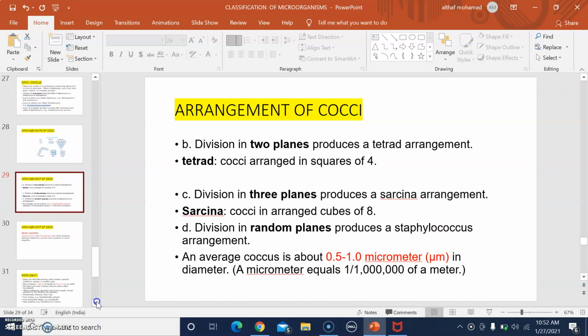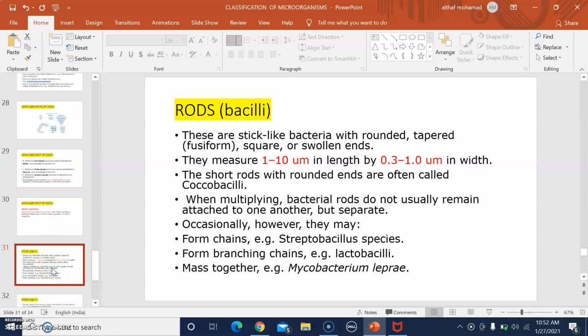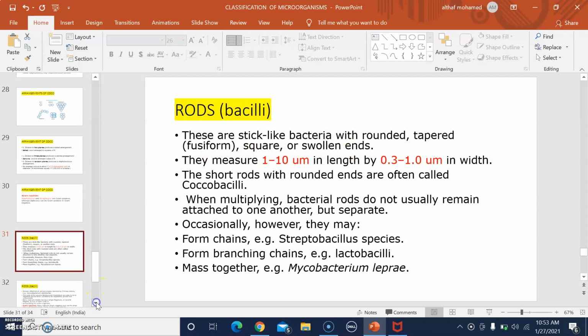Okay, so we have discussed cocci. Next is rod-shaped bacteria. These are stick-like bacteria which have either round or tapered or fusiform or square or swollen ends. So actually they look like stick-like bacteria.